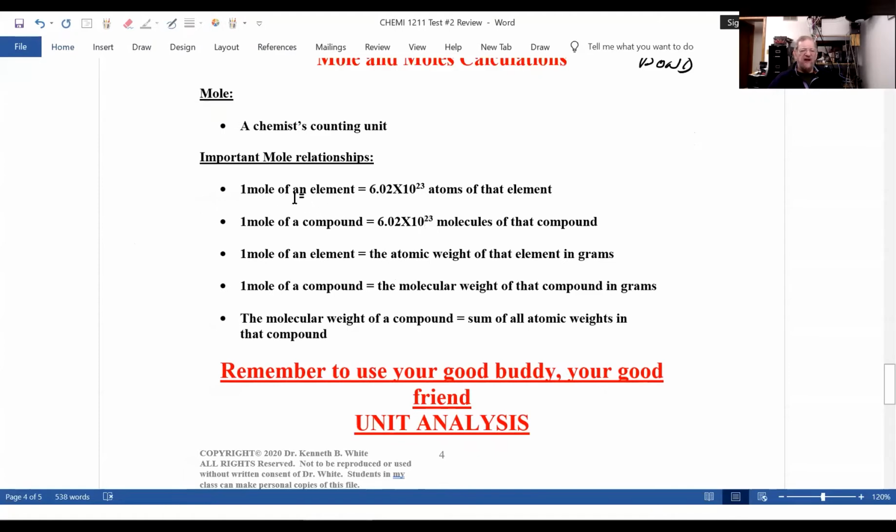All right, 1 mole of an element is Avogadro's number of atoms of that element. 1 mole of a compound equals Avogadro's number of molecules of that compound. Also, 1 mole of an element equals the atomic weight of that element in grams. 1 mole of a compound equals the molecular weight of that compound in grams. And the molecular weight of a compound is the sum of all atomic weights. When we went through chapter 5 or 6 problems, we did all these.